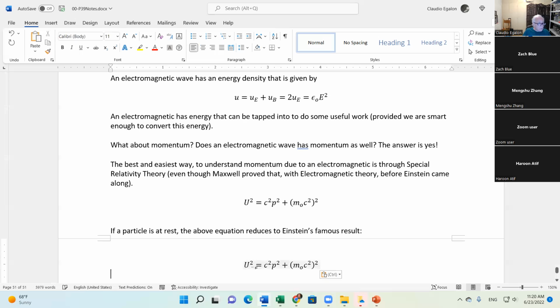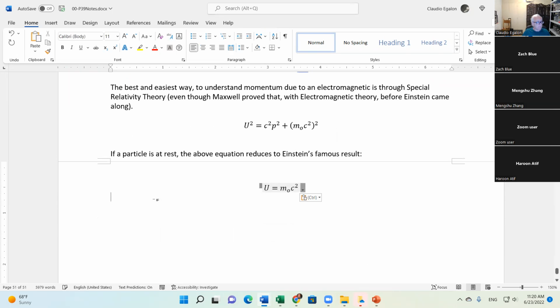I'm using U for energy because I don't want to mix it up with the electric field, okay? U equals mc squared. The m in the mc squared is in reality the rest mass of the object. Okay. But we are talking about electromagnetic radiation. We are not talking about particles.